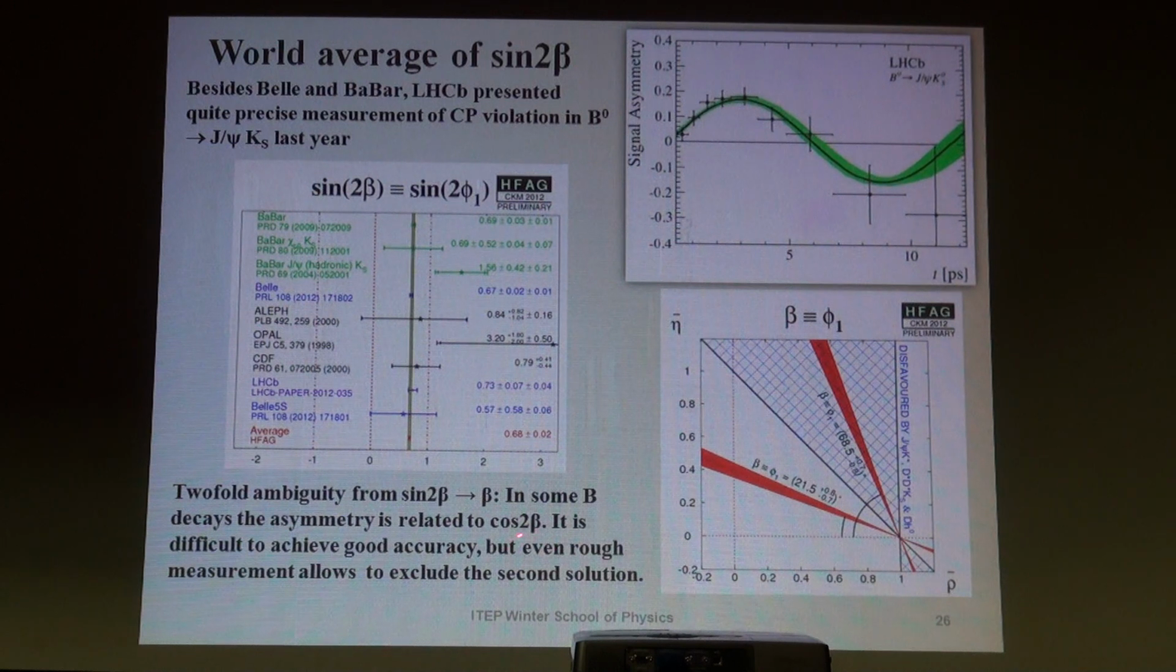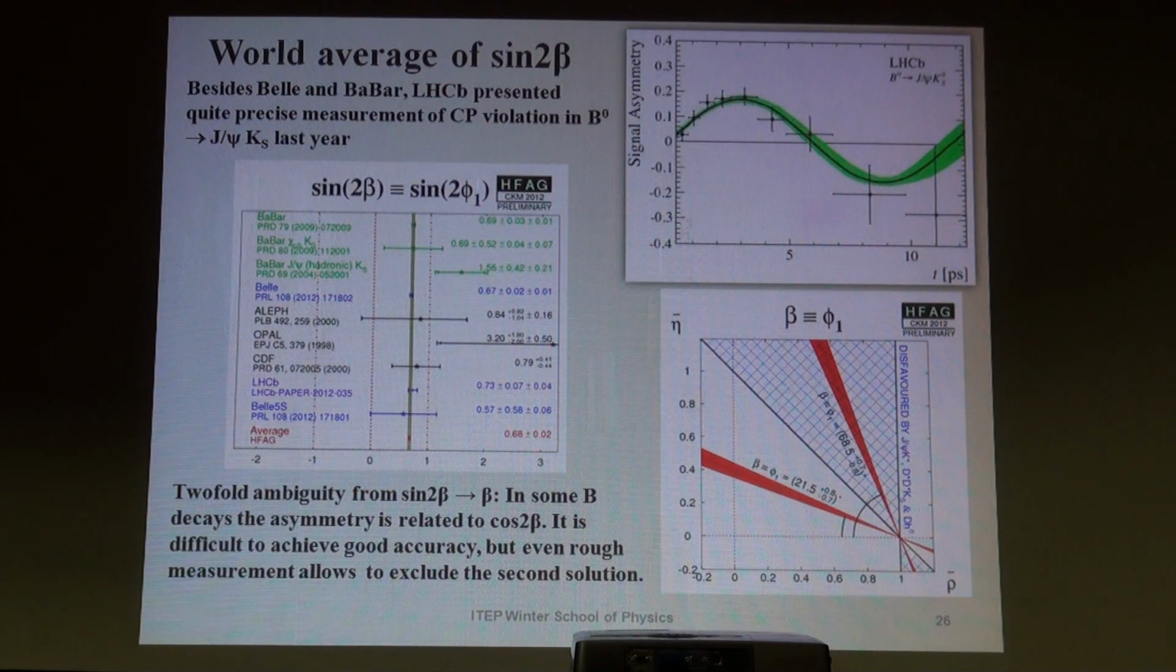But fortunately, we can exclude experimentally one of them. So we have some decays that are related not to sine of two beta, but to cosine of two beta. For example, B decaying to D0 pi0 can measure this one. Unfortunately, it's not very precise, but still the precision is enough to just exclude this region. And we know that angle beta is approximately 22 degrees.